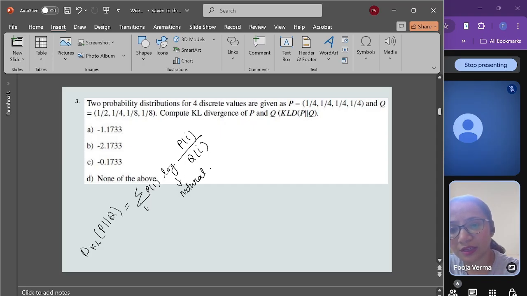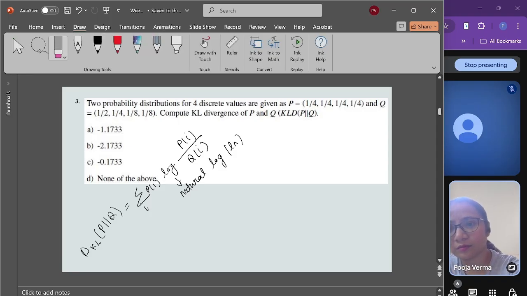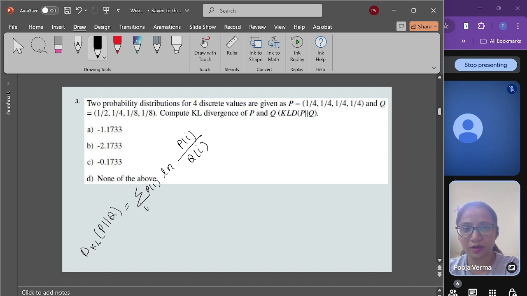Here it is taken as a natural log. Or we can write it ln also. So while calculating, we will take here the natural log. So I'm directly writing here ln. Okay. So the given distribution P and Q.